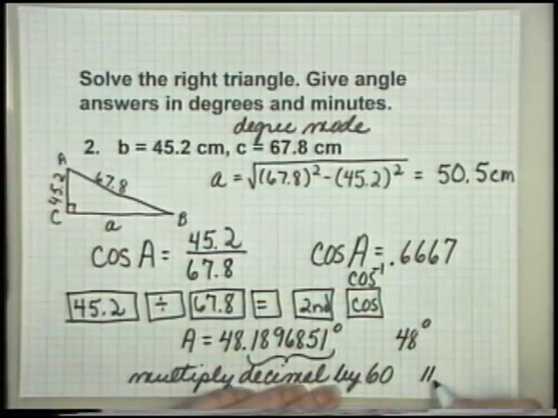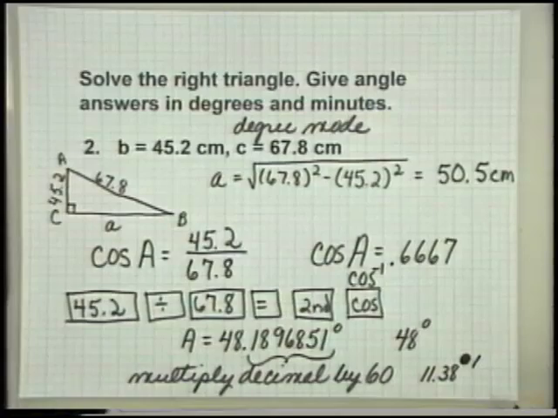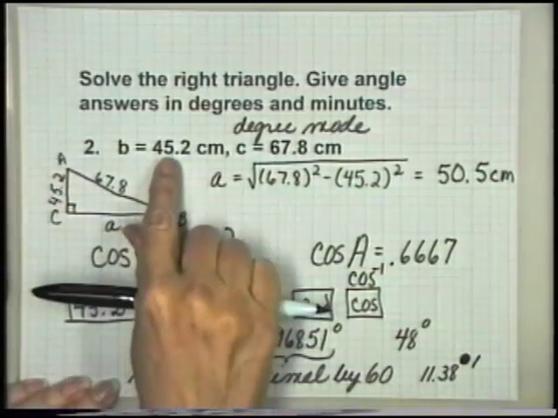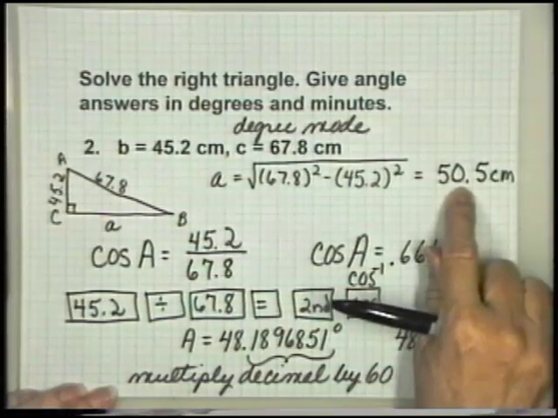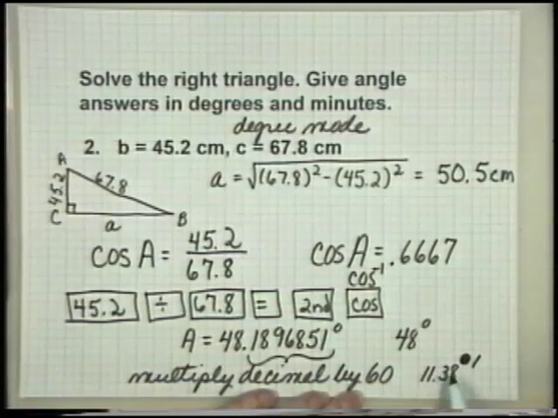When I do that, I get 11.38, and it keeps on going, but that represents the number of minutes. In other words, this decimal part is approximately 11.38 minutes. Now, the question is, what do I need to round these minutes to? Do you remember when you have 3 significant digits and you want to round your angle to degrees and minutes? It's the nearest 10 minutes.